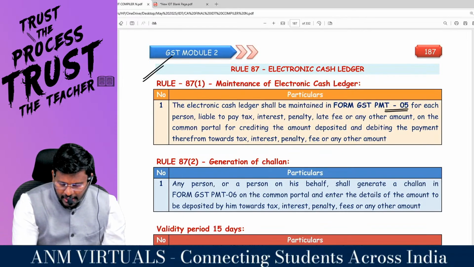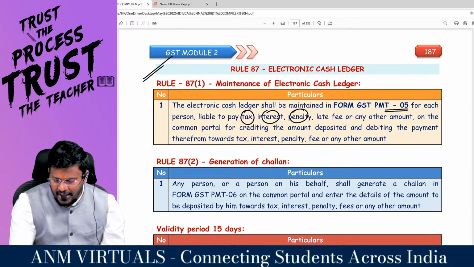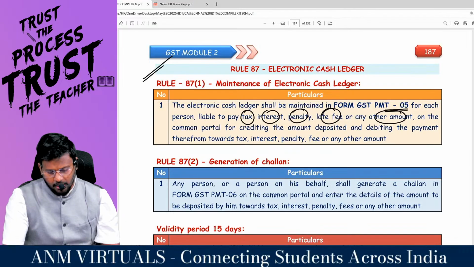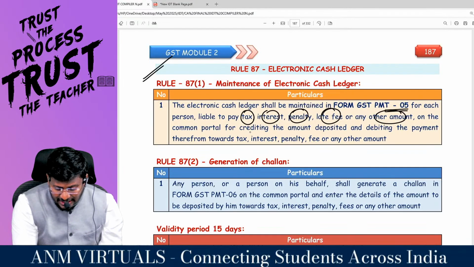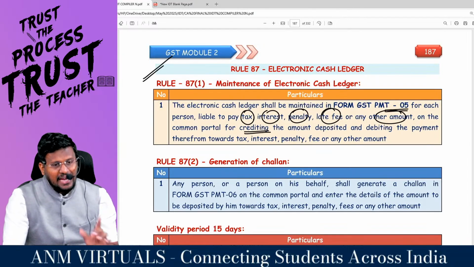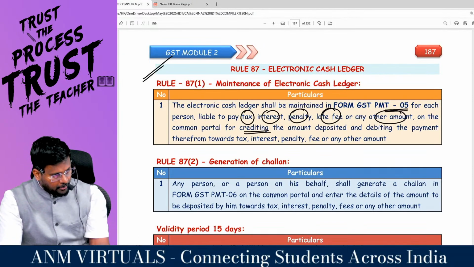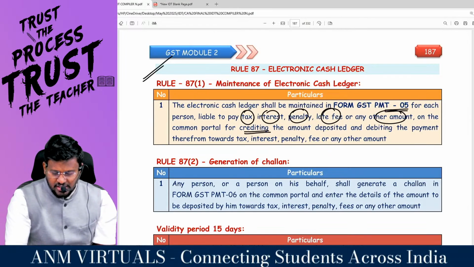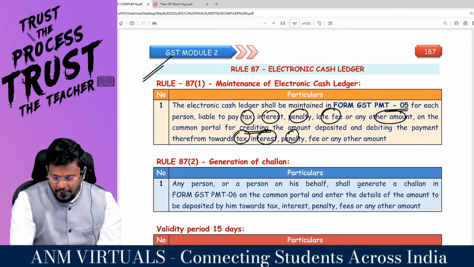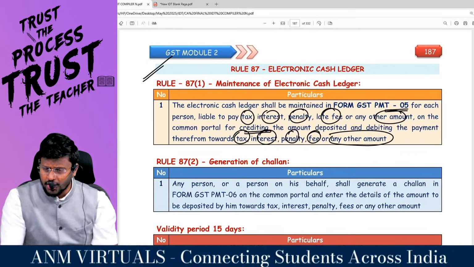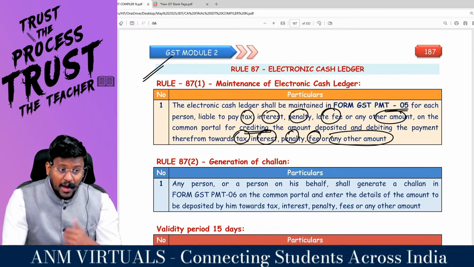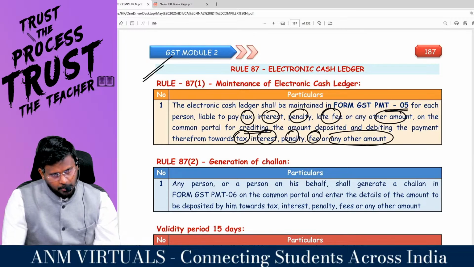If you are liable to pay tax, interest, penalty, late fee or any other amount on the portal, for crediting the amount deposited and debiting the payment therefrom towards tip 4. What is tip 4? Tax, interest, penalty, fees or any other amount. So who will maintain the electronic cash ledger? Government. Where? GST common portal.